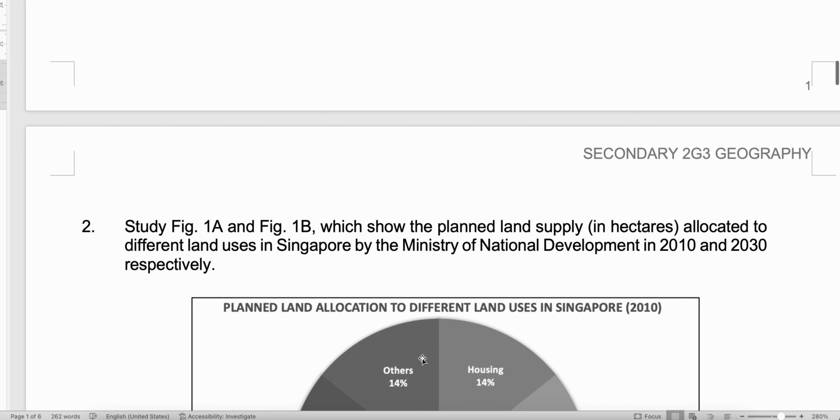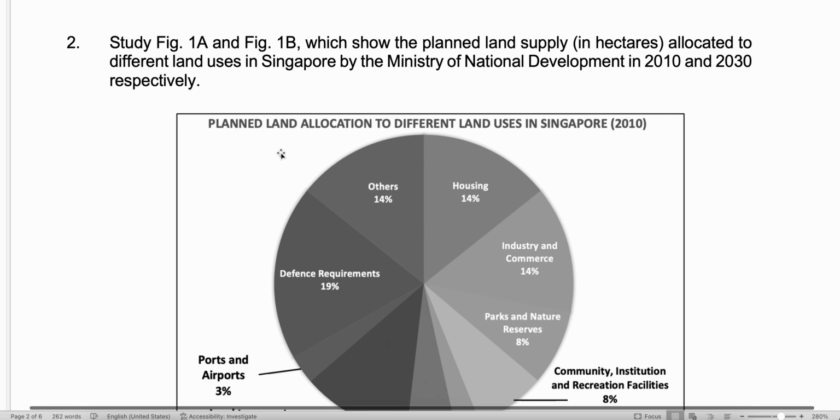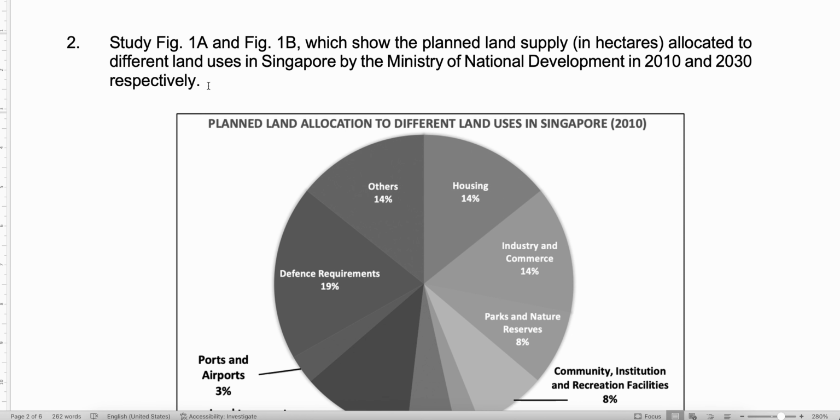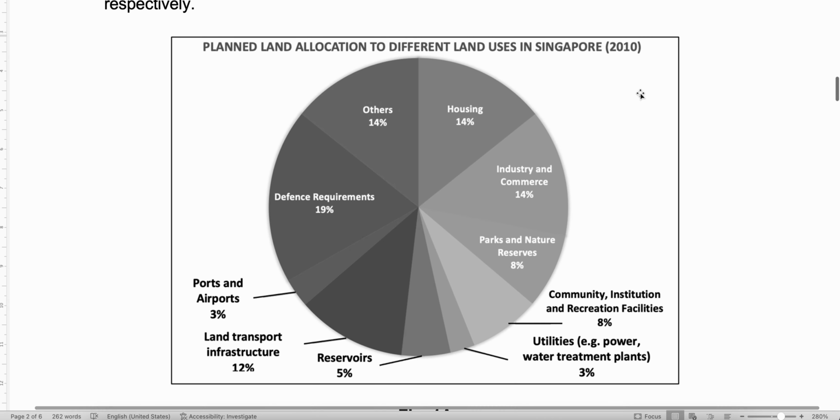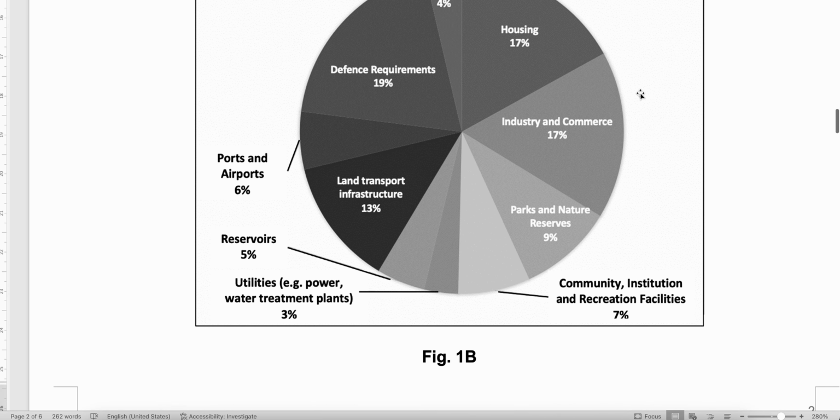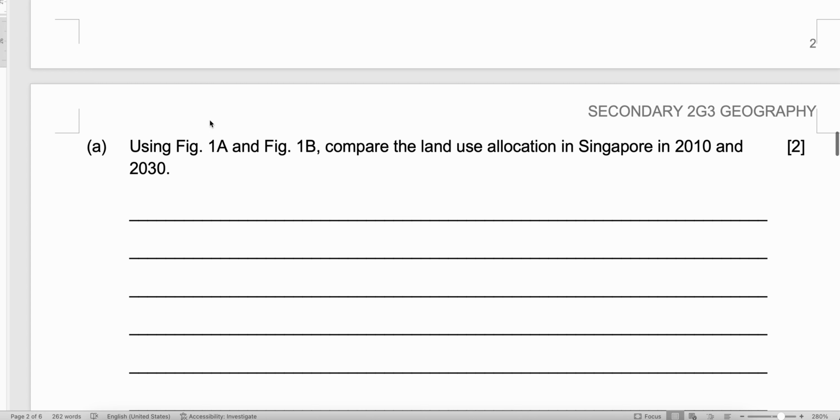Okay, next question, question 2A. Figure 1A and 1B show the planned land supply located to different land use by the Ministry of Development, 2010 to 2030. So this is 2010 and this is 2030. Using figures A and B, compare the land use in Singapore in 2010 and 2030.